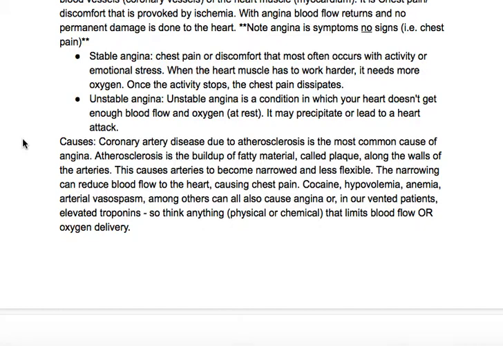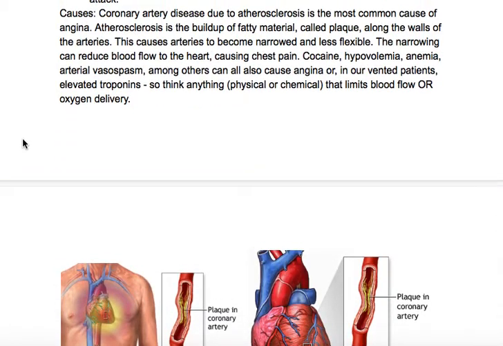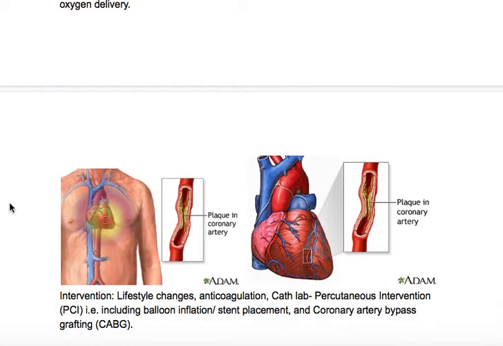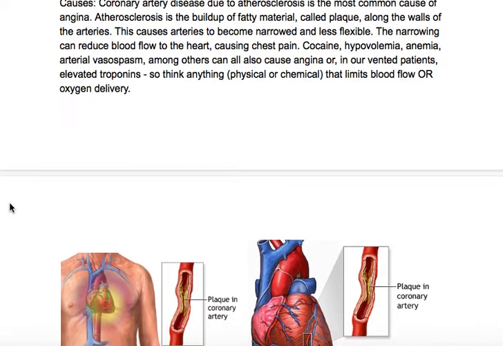This obviously can precipitate or lead to a myocardial infarction, considering the fact that the patient is not increasing their oxygen demand and they're just randomly having this chest pain. So the most common causes of angina, I'll scroll down so you can see these pictures in just a second, are coronary artery disease due to atherosclerosis. There's a few other reasons which I'll cover in just a second, but when you have this plaque buildup here inside those coronary vessels, obviously you can have a decreased amount of blood flow and oxygen perfusion to the heart just because of the occlusion of these arteries and vessels.